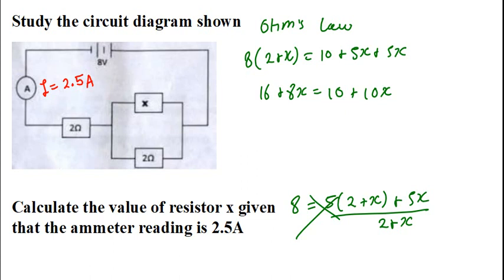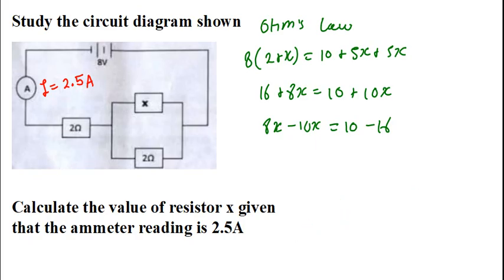Then you can bring this 10 to this side, so you have 8x minus 10x is equal to 10 minus 16. What do we end up with? 8x minus 10x gives me minus 2x, equal to 10 minus 16, which gives me minus 6. Then divide both sides by negative 2, the negatives cancel, so x is equal to positive 3. So this will be 3 ohms, and that's the solution.